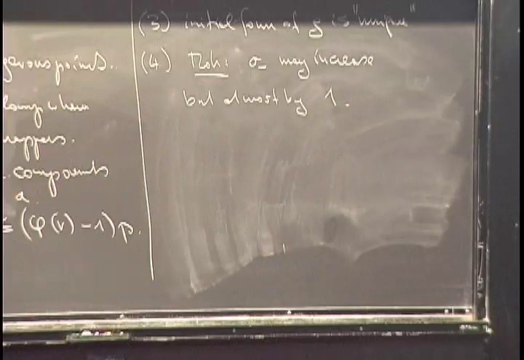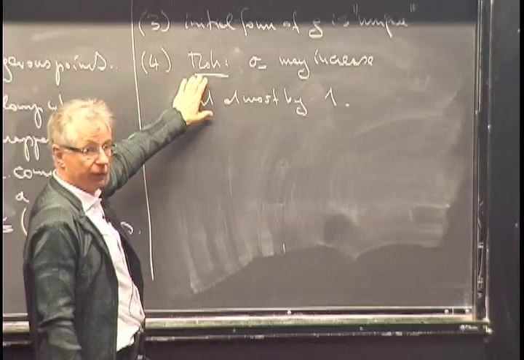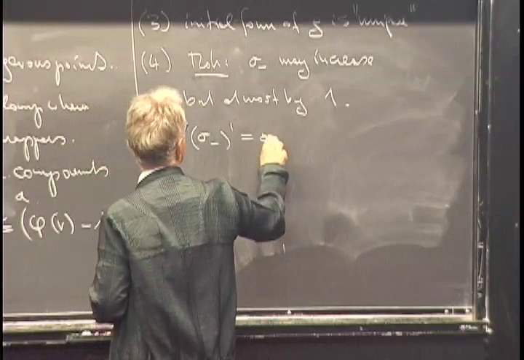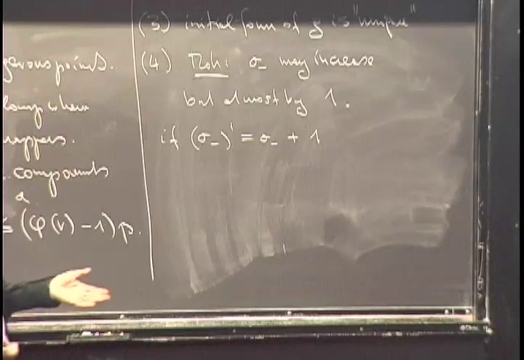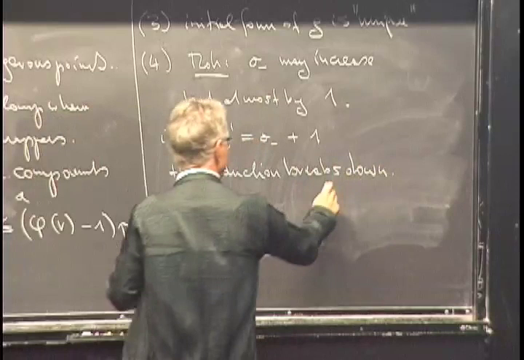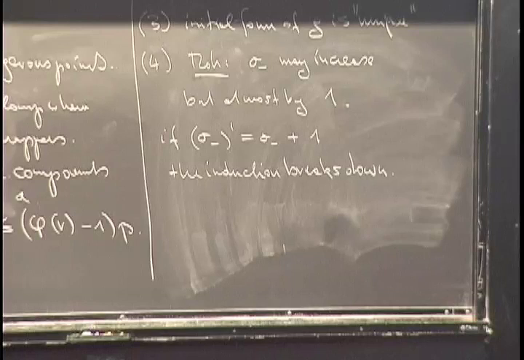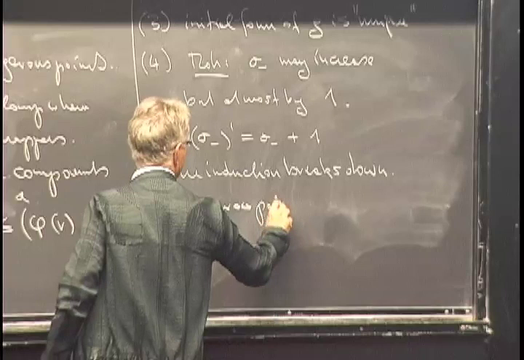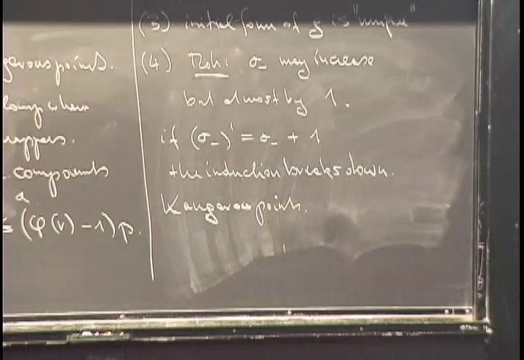Okay. So Mo gave examples where this increase happens. So if O minus prime is O minus plus 1, you are sure that the induction breaks down. Okay. Now this type of dangerous points, I call them kangaroo points, because the point jumps off the exceptional components and the order jumps upwards.